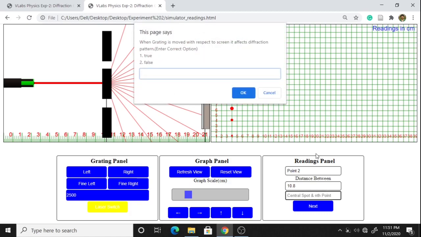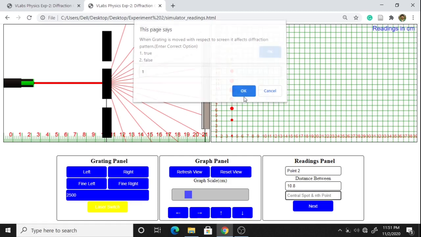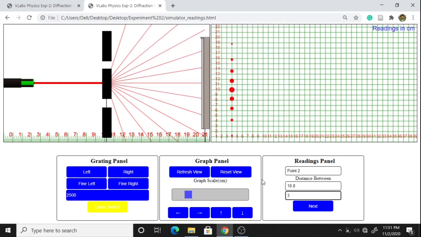So before this we have another question. When the grating is moved with respect to the screen, does it affect the diffraction pattern? Yes, moving the grating with respect to the screen affects the diffraction pattern. So it is true. This is the second order reading we have entered. Now we are going for the third order.